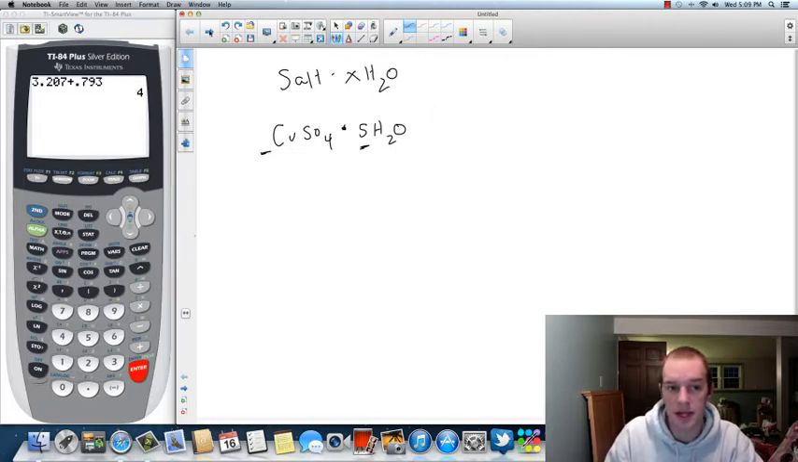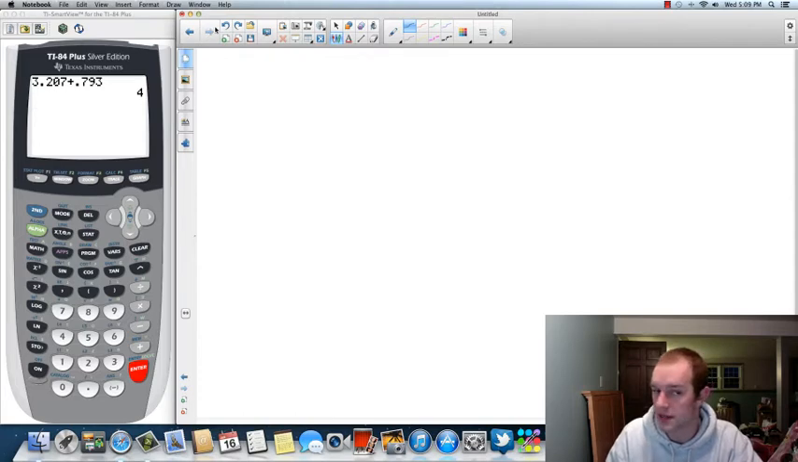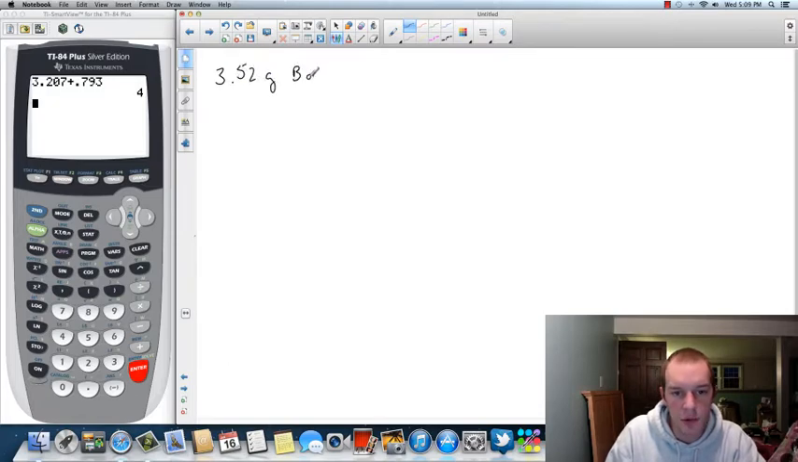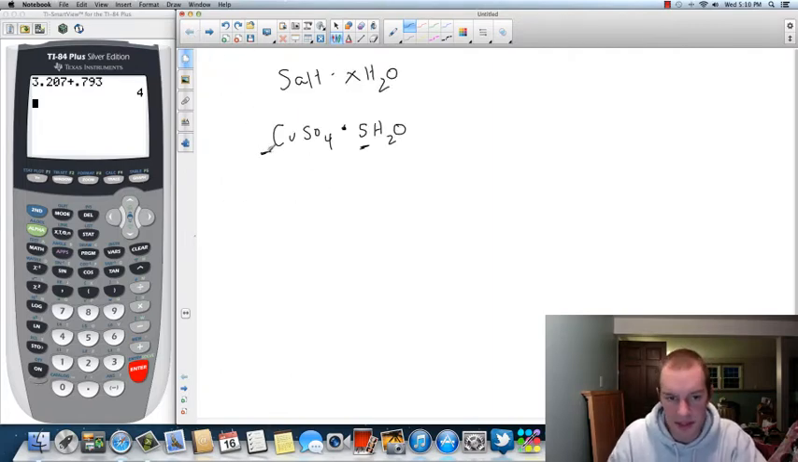So I wanted to go through today and do a couple of sample calculations to give you some ideas on what you need to be thinking about. For example, let's say we have the percent composition of a substance, and we know that we've got 3.52 grams of barium chloride, BaCl2, and for every 3.52 grams of barium chloride there are going to be 0.61 grams of water.